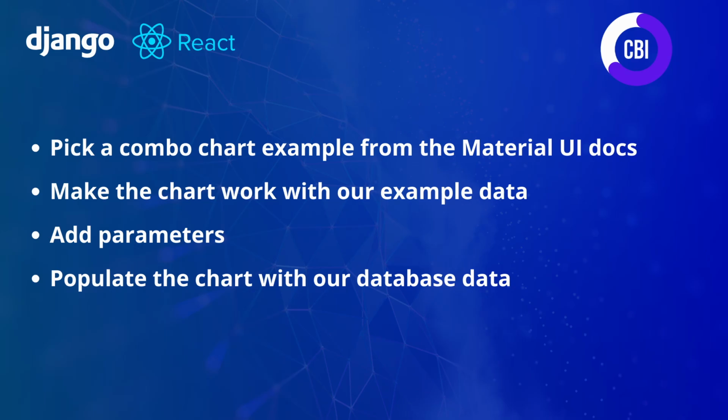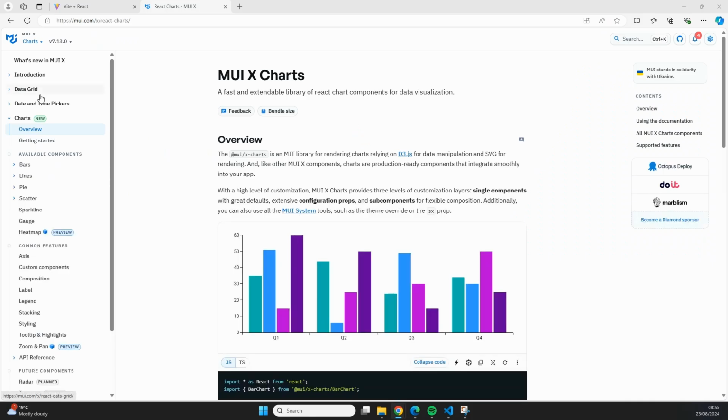And to do that, we're going to be following 4 steps. We're going to start by picking a combination chart example from the Material UI documentation. Then we're going to make that chart work with some example data, and we're going to parameterize it so that we can use it from our dashboard 1 page. Then as a last step, we're going to populate the chart with our database data so everything is connected and we see the results. So let's get started.